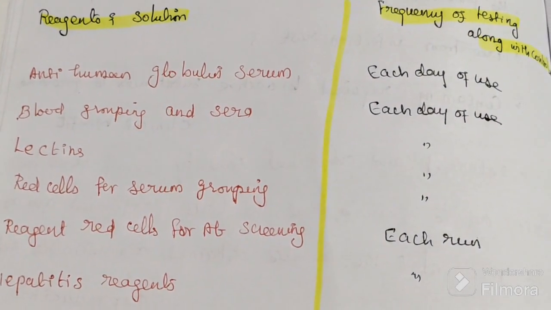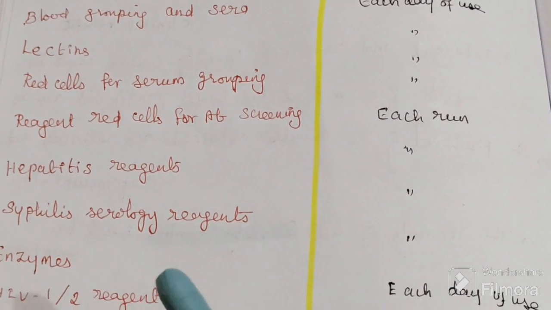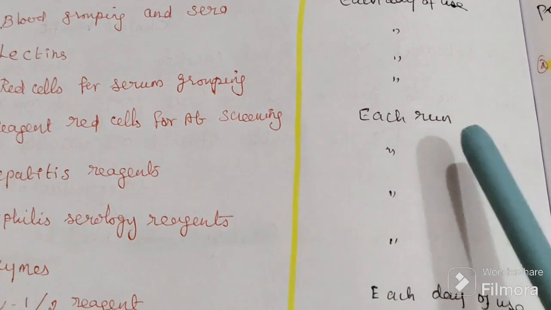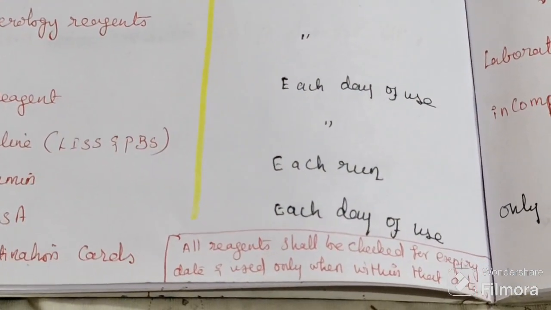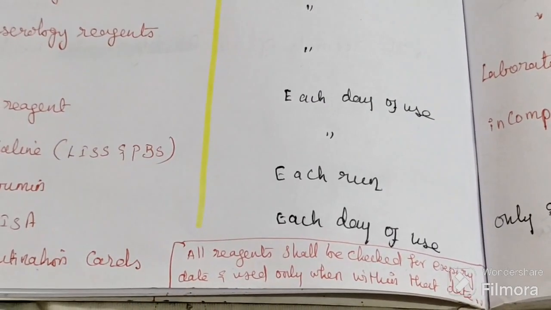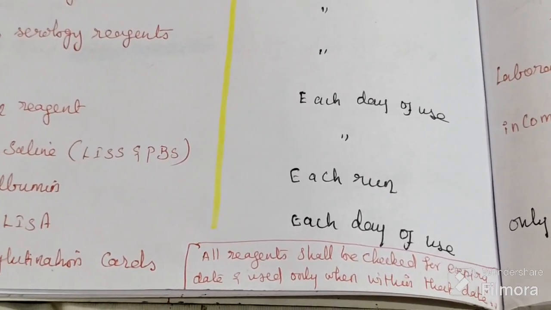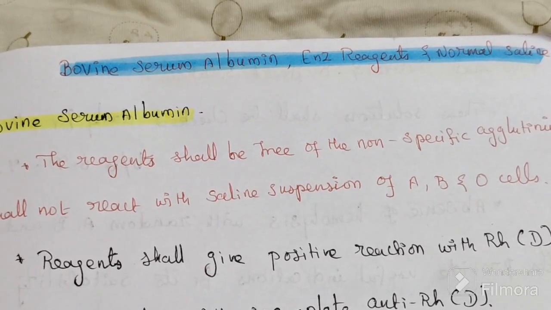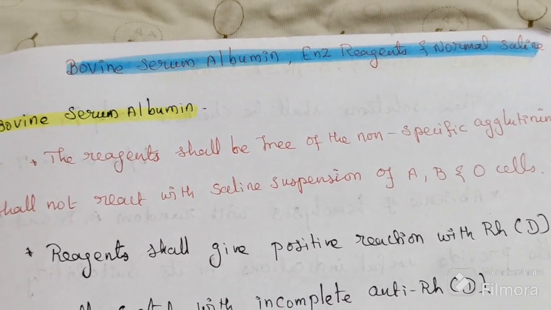Anti-human globulin serum is checked each day of use. Then the reagent red cells for antibody screening are checked each run. All reagents shall be checked for expiry date and used only when within the date. Let's see the internal quality control for bovine serum albumin.